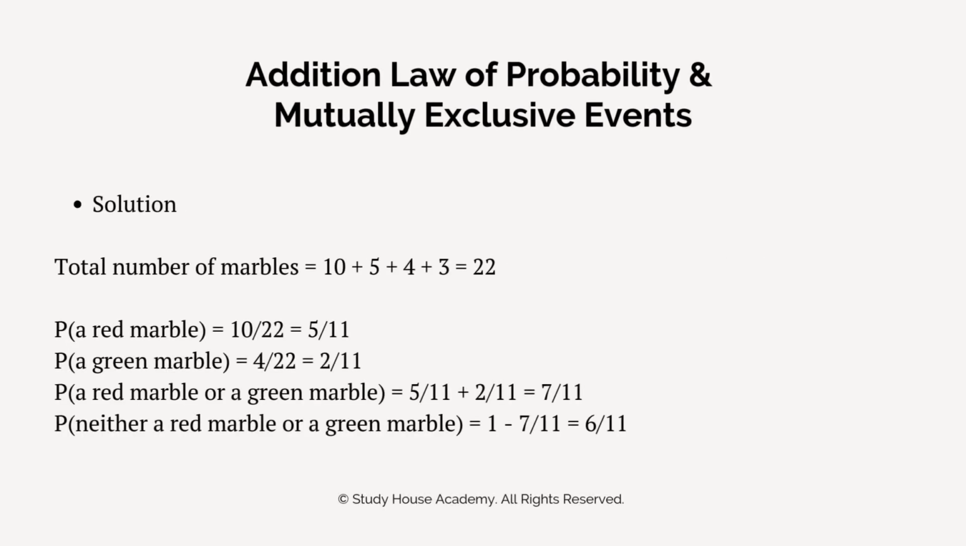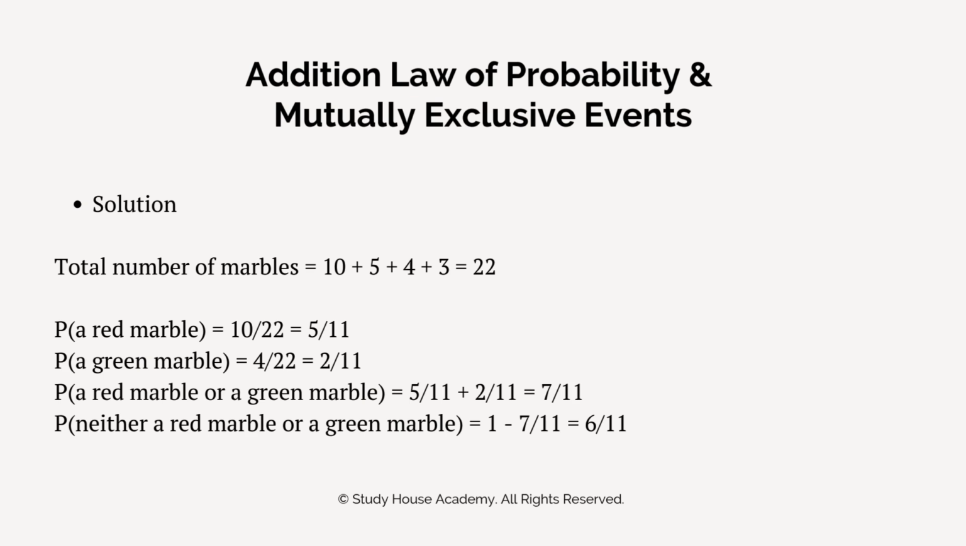Here's the solution. Total number of marbles equals 10 plus 5 plus 4 plus 3, which is equal to 22. Probability of a red marble equals 10/22, which equals 5/11. Probability of a green marble equals 4/22, which equals 2/11.